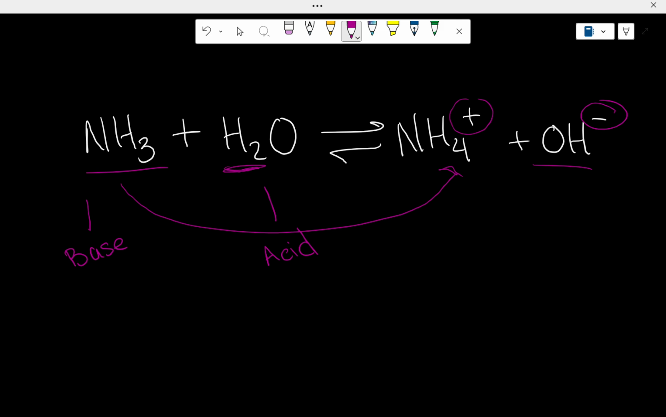Now, with conjugate acids and conjugate bases, one easy way to remember how to classify them is whatever's on the reactant side, you put the opposite on the product side, but you put the word conjugate in front of it. So NH3 was a base, then it turned to NH4 plus. So we're going to put the opposite. So this is going to be acid, and then we're going to put the word conjugate. So this is your conjugate acid.